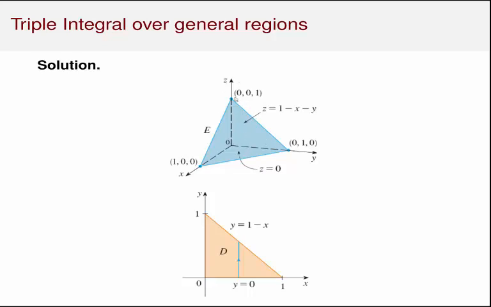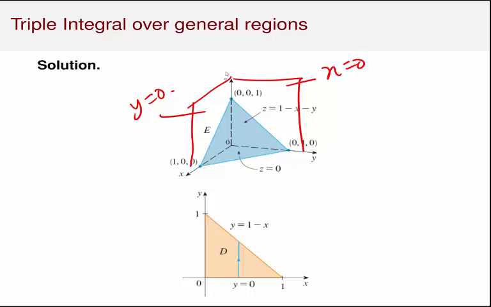Notice the solid is bounded on the left hand side by the xz plane, whose equation is y equals 0. At the back, we have the plane x equals 0, which is the yz plane bounding the solid. And the solid is bounded below by the xy plane, whose equation is z equals 0. And also, the plane z equals 1 minus x minus y is bounding the solid from the top.